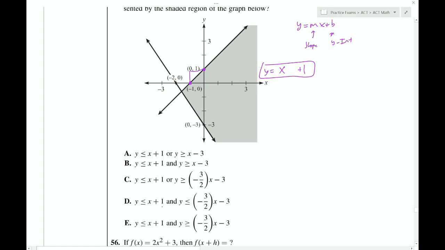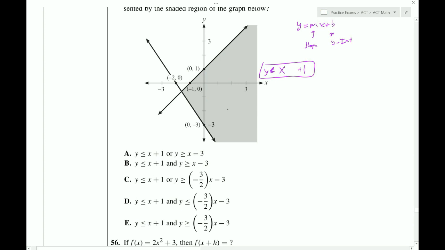Which these all have. So that didn't really help very much. Now, when it comes to the shading, of course, you notice that we're shading downwards. So that would be less than. And still, that doesn't help. Okay. So we'll have to look at the other line.